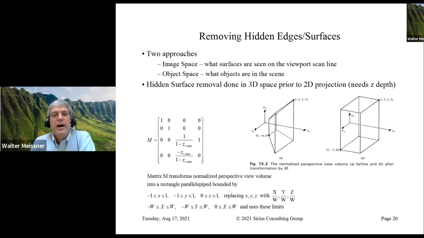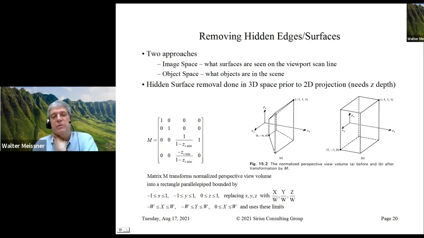Another thing about hidden edges and surfaces is that there are two approaches. One is image space, the other is object space. Image space is about what surfaces are seen on the viewport scan line, and object space is about what objects are seen in the scene. So one way to do this is, let's say a perspective transform was done, you would get maybe a trapezoidal volume, which represents what's in the scene. But the fact that these lines are at an angle makes the clipping problem harder.